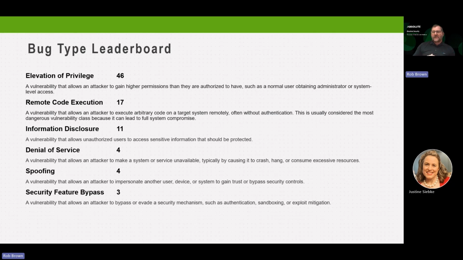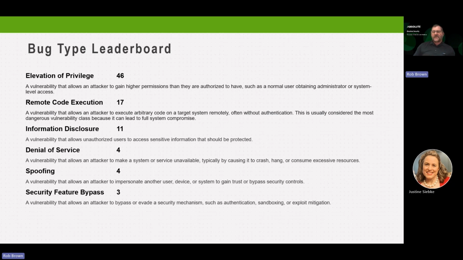Remote code execution, well, that is the most serious. We have 17 fixes. That is a vulnerability that allows an attacker to execute arbitrary code on a target system, either remotely or directly, often without any authentication, to exploit that system. It's usually considered the most dangerous because it can lead to full system compromise.